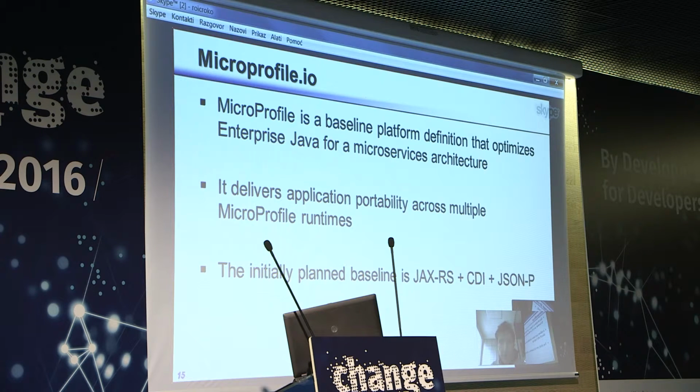In this context, let me also mention MicroProfile. This has been announced at this year's JavaOne, so not even a month ago. And MicroProfile is a baseline platform that defines the microservice architecture for enterprise Java and also delivers portability across multiple MicroProfile runtimes. So the initial configuration of MicroProfile is JAX-RS. This means REST services, context and dependency injection, and JSON processing.